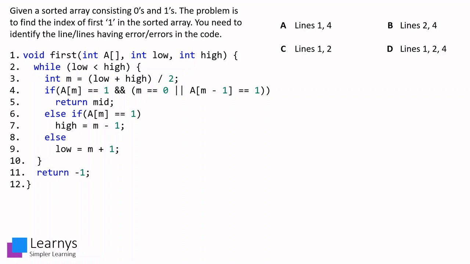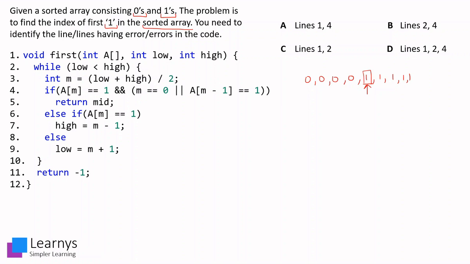Let us now move to the solution. Given a sorted array consisting of zeros and ones, the problem is to find the index of the first one in the sorted array. So we know that the array is sorted and it has zeros and ones. The problem is to find the index of 1. So we can say that the array would look something like this. And what we have to find is the index of this first one.